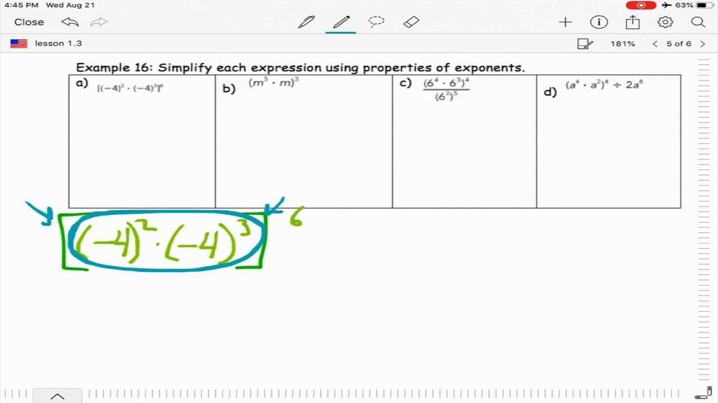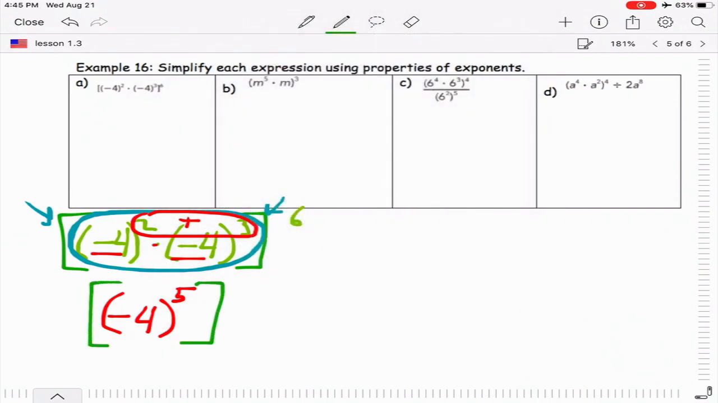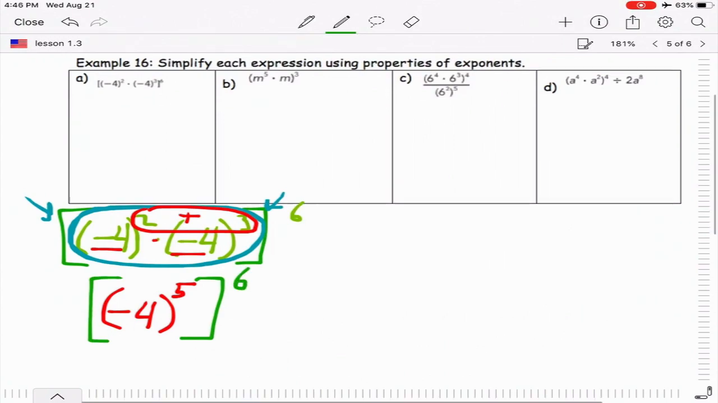So don't worry about that 6, right? Let's just focus on this. -4 squared times -4 to the 3rd power. Well, you're multiplying the same bases. So whenever you multiply the same bases, technically you add the exponents. So it's -4 inside the parentheses, right? And then 2 plus 3 is 5. And then I'll bring down the brackets, and I'll bring down that 6. So that's step number 1. We did inside the brackets, we're done.